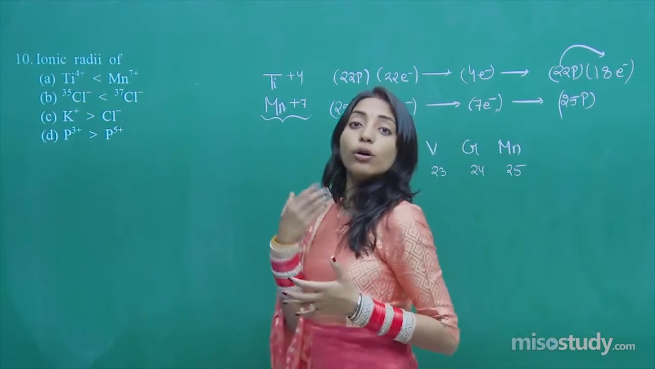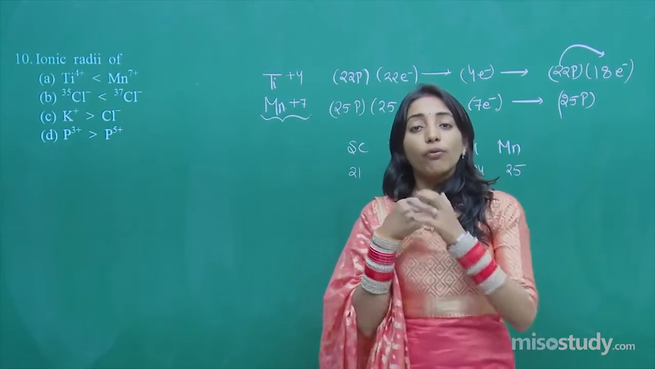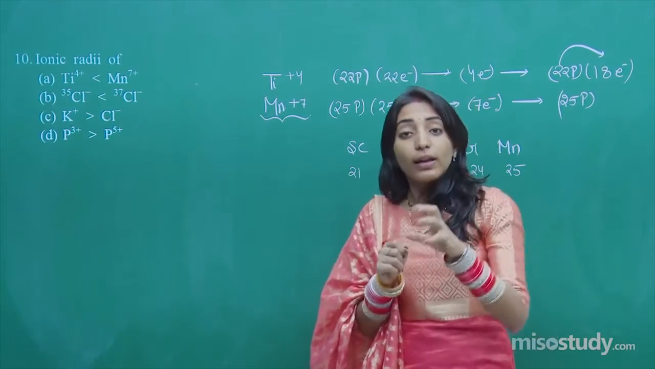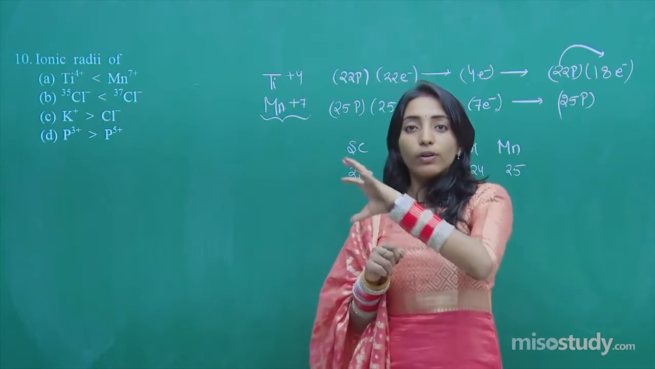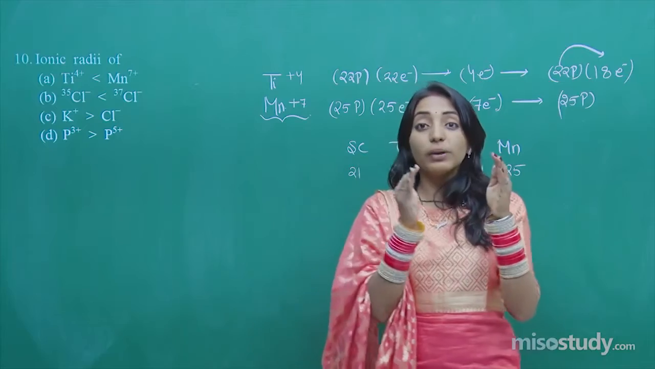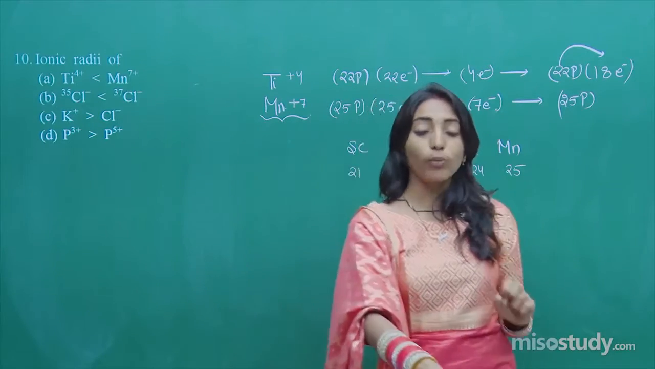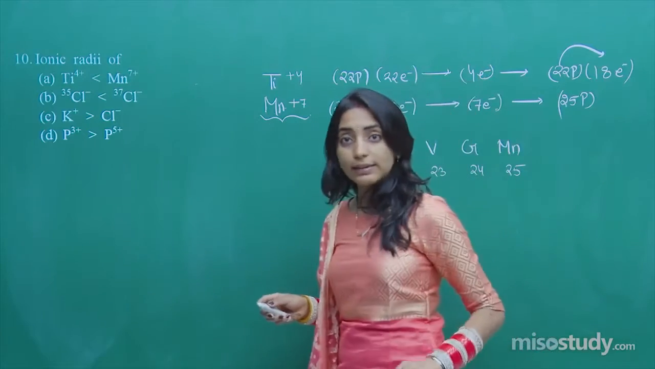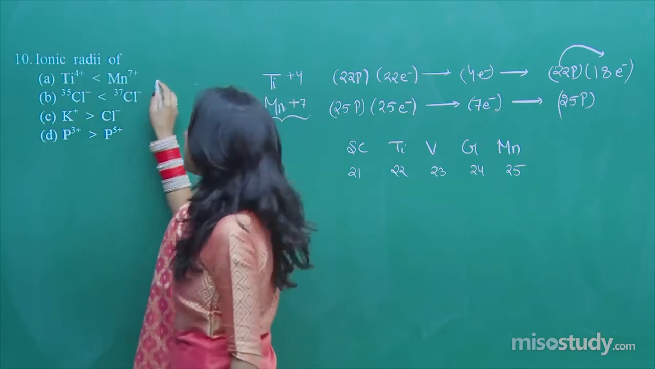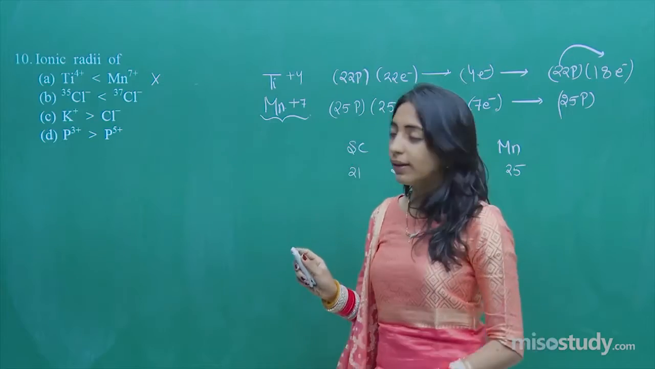Don't you think that the more the positive charge on the ion, the lesser will be the number of electrons in the final ion compared to the number of protons? So now the protons will be gripping the left out electrons very strongly, and the electrons will be closer to the nucleus. And when electrons go closer to the nucleus, the ionic size should be less. Here it says that titanium +4 will be smaller than manganese +7. It should be the opposite one. So first is wrong.